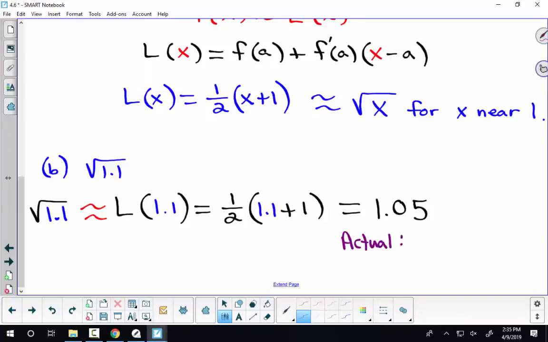The actual value was 1.048. That's a good approximation? Yeah. That's pretty good.